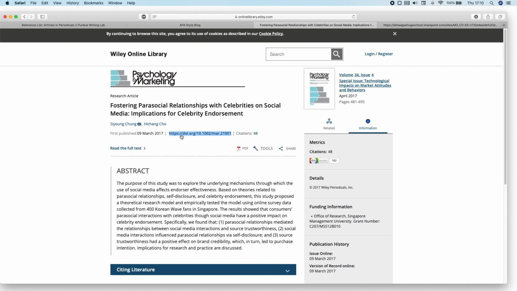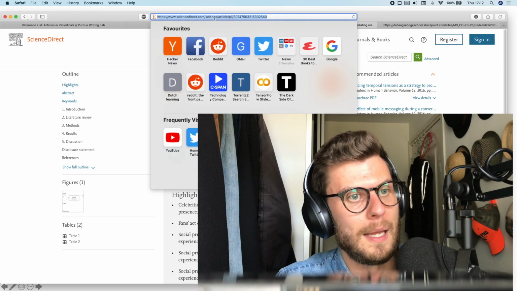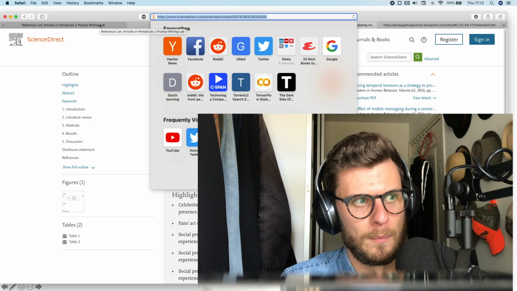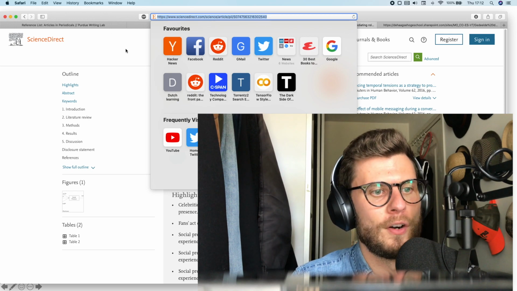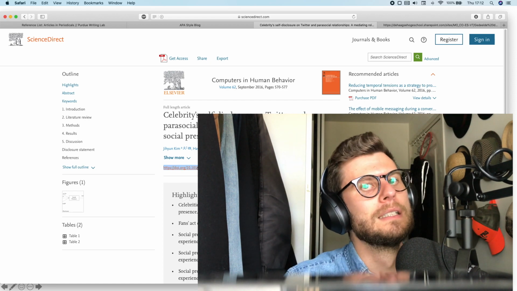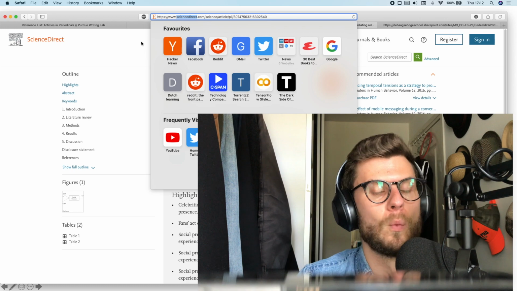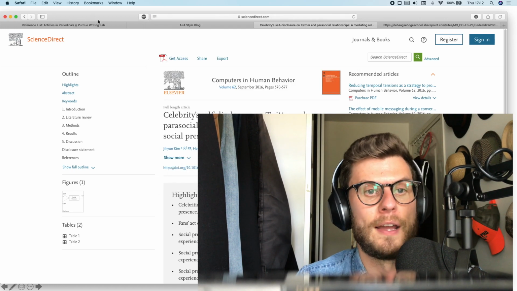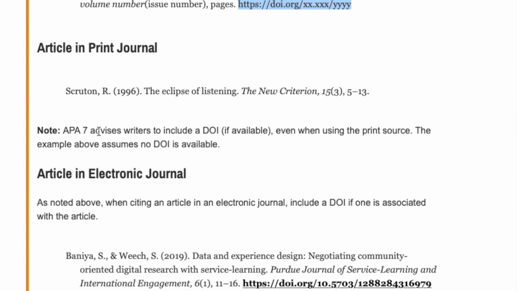You just want to copy and paste this DOI and then put it right after this. So please don't copy and paste the hyperlink in. That's not APA format. And another reason why is because this hyperlink might change one day. However, the DOI will never change. This is a lot more credible. Science Direct might change its name one day, and then we won't be able to find this resource. So please always put in the DOI. If there's not a DOI, don't worry about it. APA 7 advises writers to include a DOI if available. So if it's not available, we assume that there's no DOI.